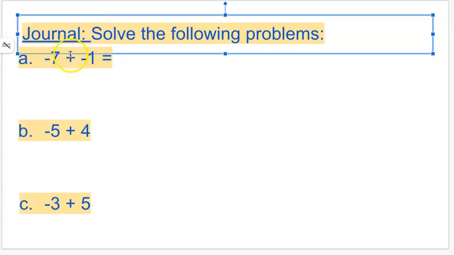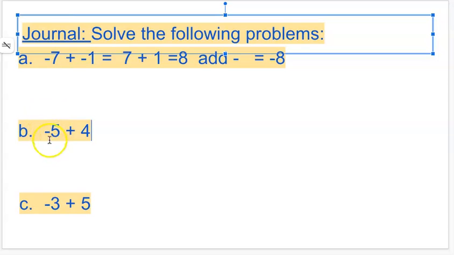When we are adding two negative numbers, we add the numbers. So 7 plus 1, that's 8. And then we add a negative to that. So the answer is negative 8. Right? We add the numbers, keep the sign. 7 plus 1 is 8, negative.